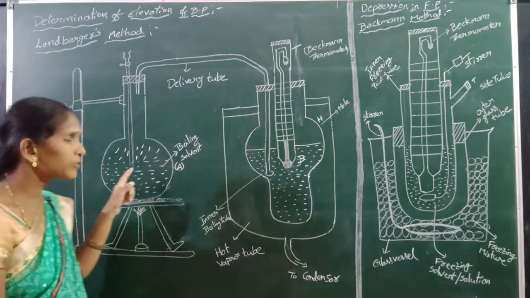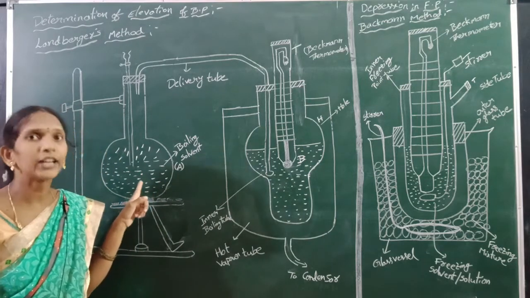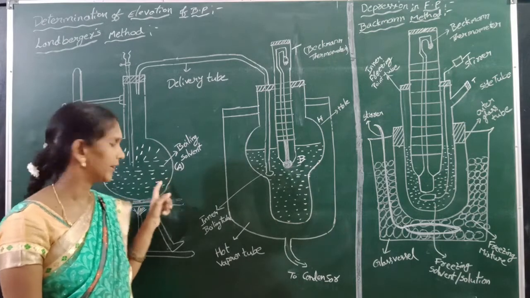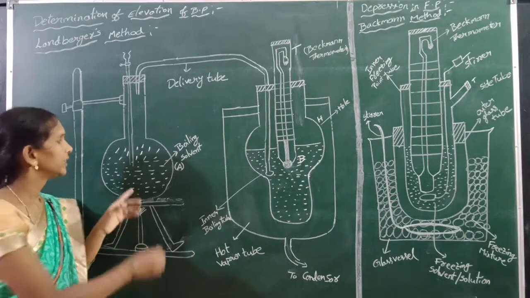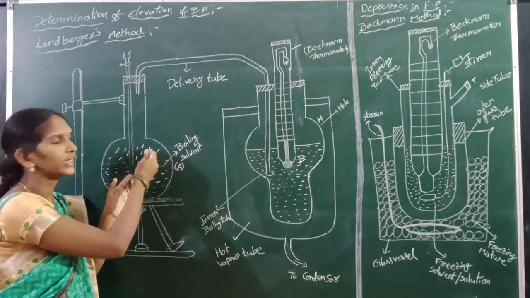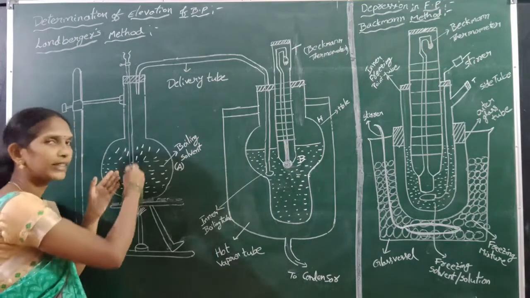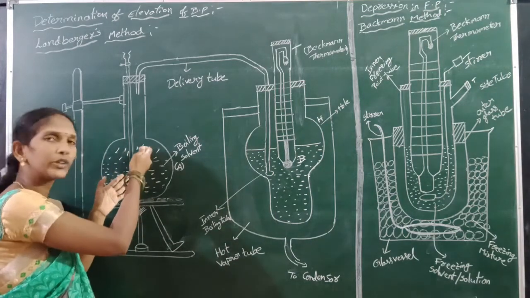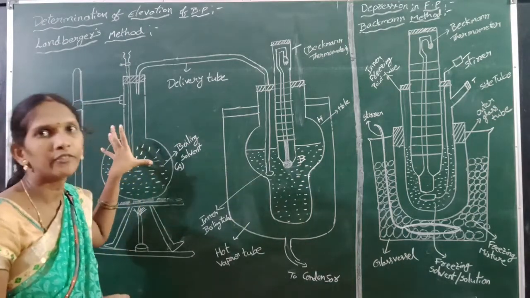In this boiling flask we take the solvent. Then it is heated, and the solvent gets converted into its vapors. This is the boiling flask.